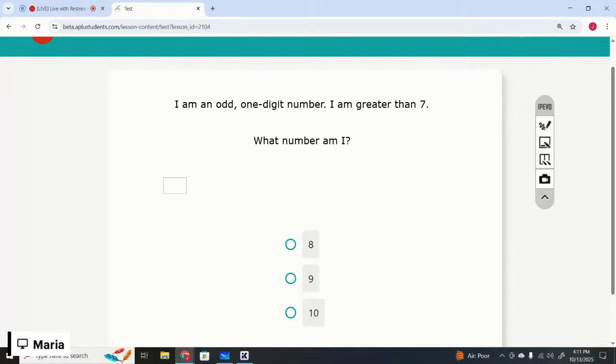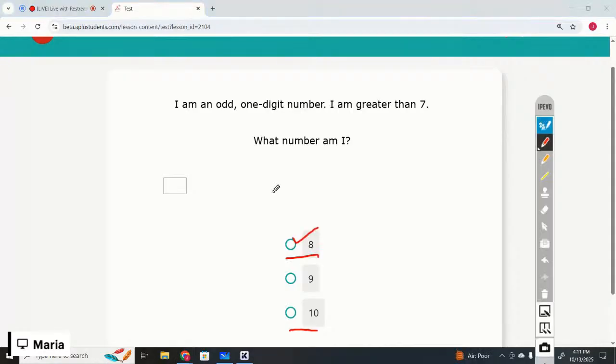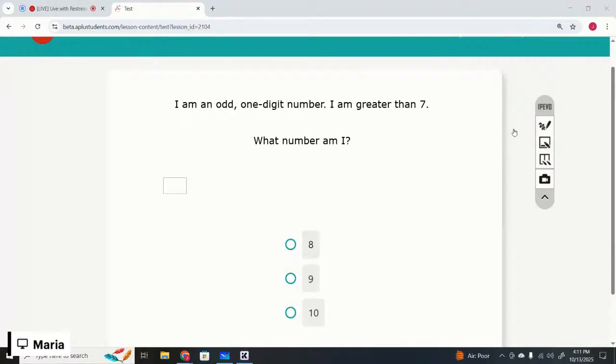I'm an odd one digit number. I'm greater than 7. One digit number and greater than 7. Odd it is. So 9 it is. The odd number is 9. Option number 2 is the correct option. That is 9.